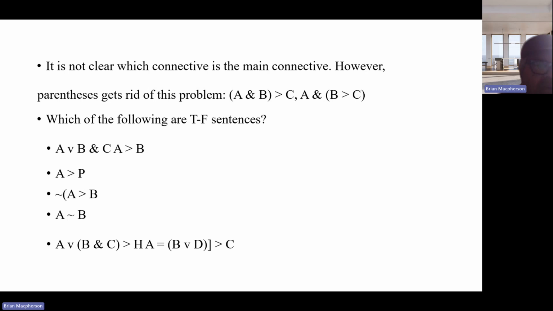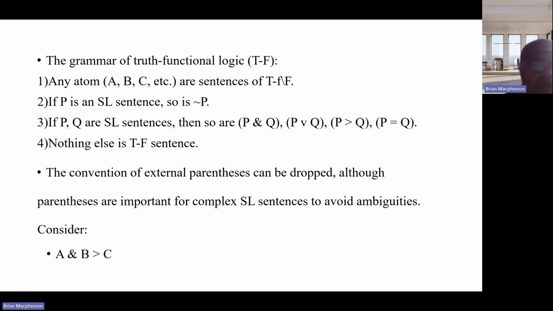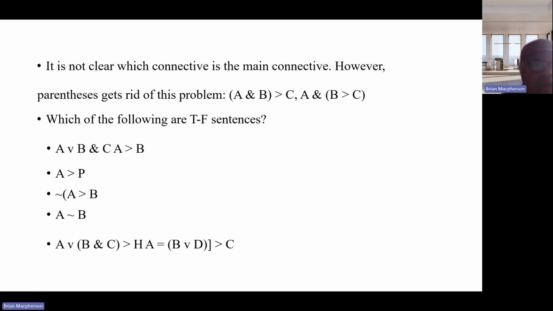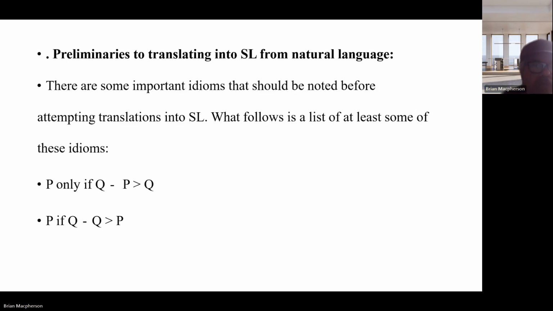Now let's look at A or B and C then H. That is not a sentence because it's lacking parentheses. And A if and only if B then D then C is lacking a parenthesis, so it's not a sentence. So in determining whether or not something is a sentence of propositional logic, you need to use the rules of grammar, excuse me, and you need to see where the parentheses are inserted. Okay, so hopefully we're all clear on that.